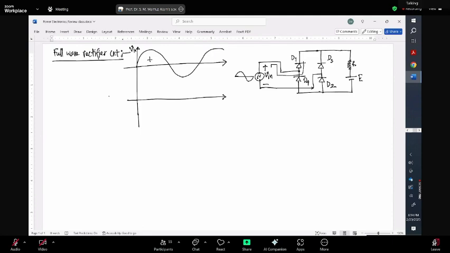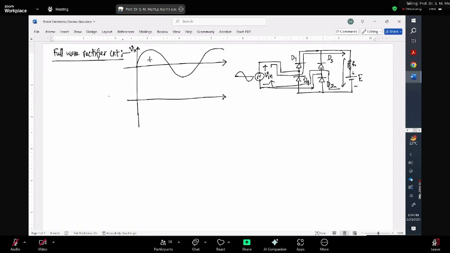to go through your diode D1, and then it will go through the load like this, and then while coming back, they will try to go through D2 and come back to the circuit like this. But there is a problem here, that you have a voltage source.